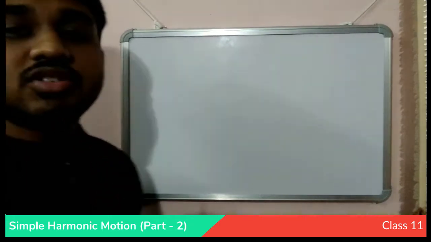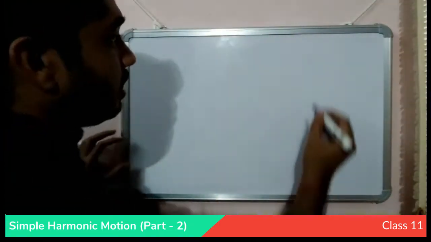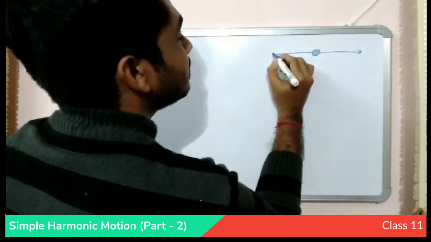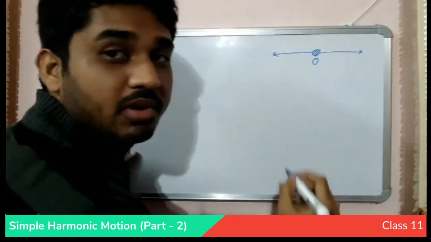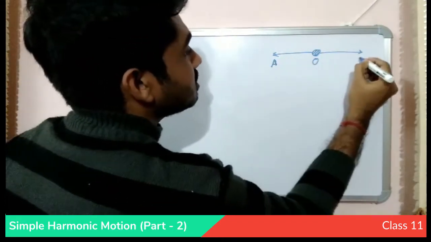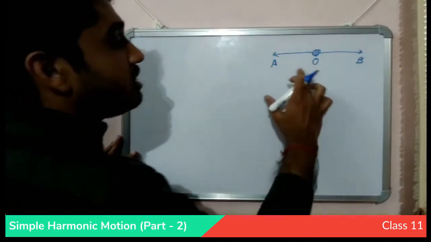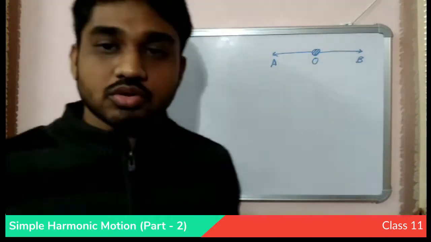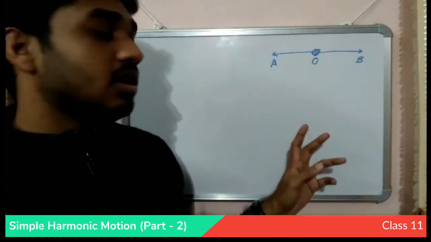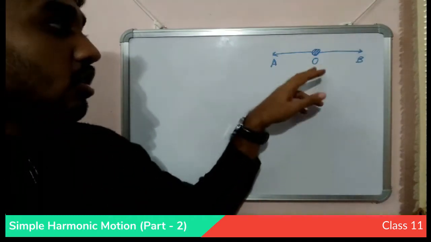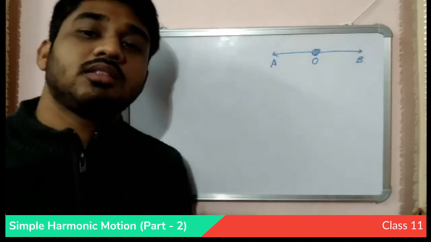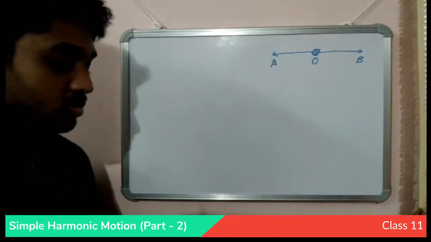So before starting, I would like to say that in SHM, as the pendulum or the body is moving in a straight line like this, this is the initial or the equilibrium position, this is position A and this is position B. So the body goes to and fro along this line, so there must be a force acting on the body, and this force is known as the restoring force.